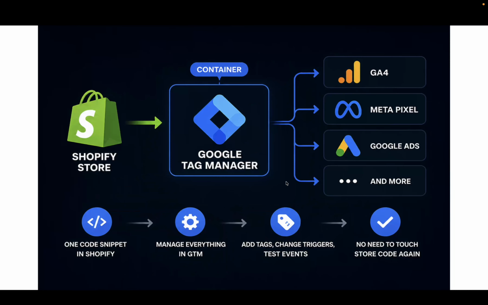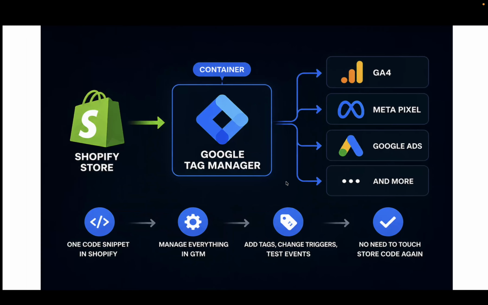Google Tag Manager is a container. It sits between your Shopify store and every tracking tool you use: GA4, Meta Pixel, Google Ads, everything. You add one snippet of code to Shopify. Then inside GTM, you control everything: add a new tag, change a trigger, test events, all without touching your Shopify store code again. That is why every professional tracking setup uses GTM. Not because it's complicated, but because it gives you control.